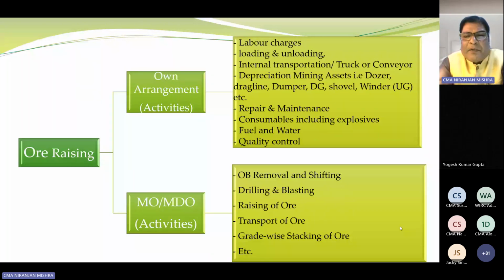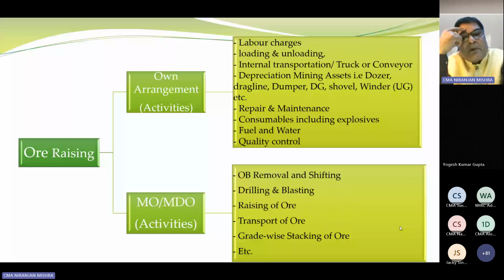And if you see the manpower engagement, here only the statutory manpower will be there. Though the activity will be done by the ore raising contractor, MO or MDO, the statutory manpower will supervise the mining activity. They will be from the company side. Similarly, quality control will be from the company side, because the company will pay the contractor on the basis of grade of ore. That's why sampling or quality control will be done by the company, on the basis of which they will bill the buyer and they will pay the raising charges to the raising contractor. So this is the thing regarding the MO or MDO.